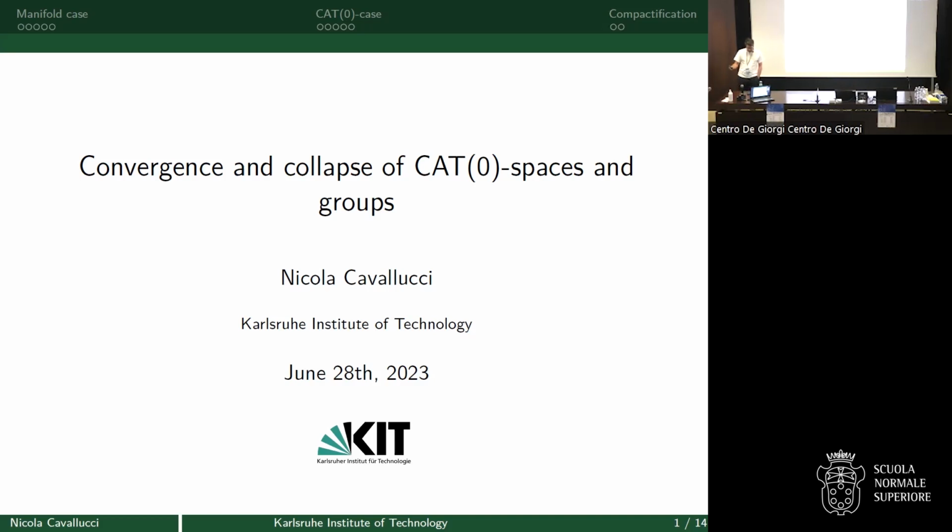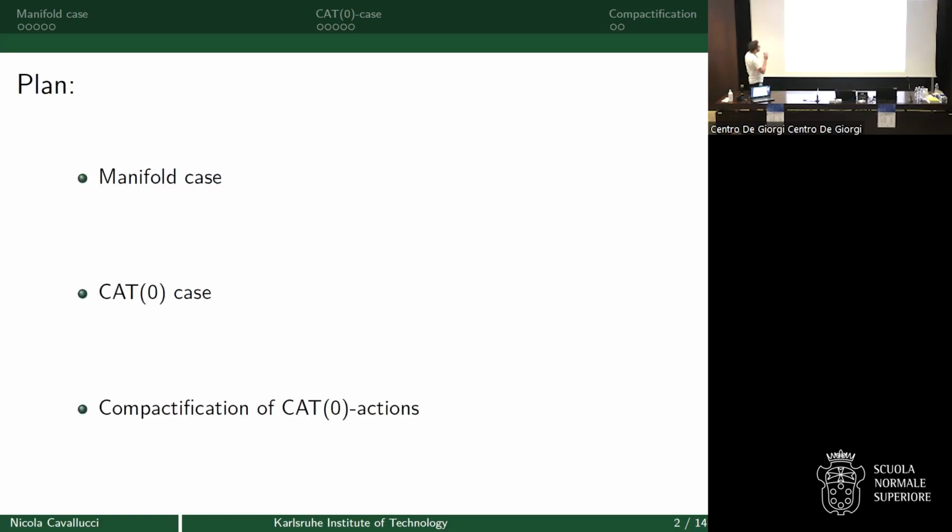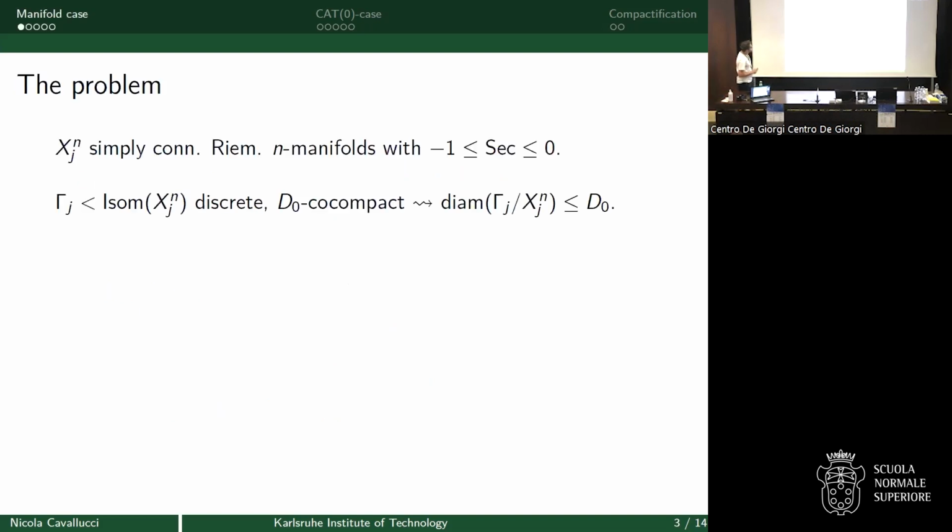Thanks, Nicola. Thank you, Enrico, and the organizers for the invitation. So the plan is to show no proofs, but a couple of examples. I start with a baby case, which is still not completely trivial, and it's the manifold case. Then I move to the main part of my work, which is the CAT(0) case, and I propose a compactification of CAT(0) actions. Of course, this has no meaning till now, but let's see the problem.